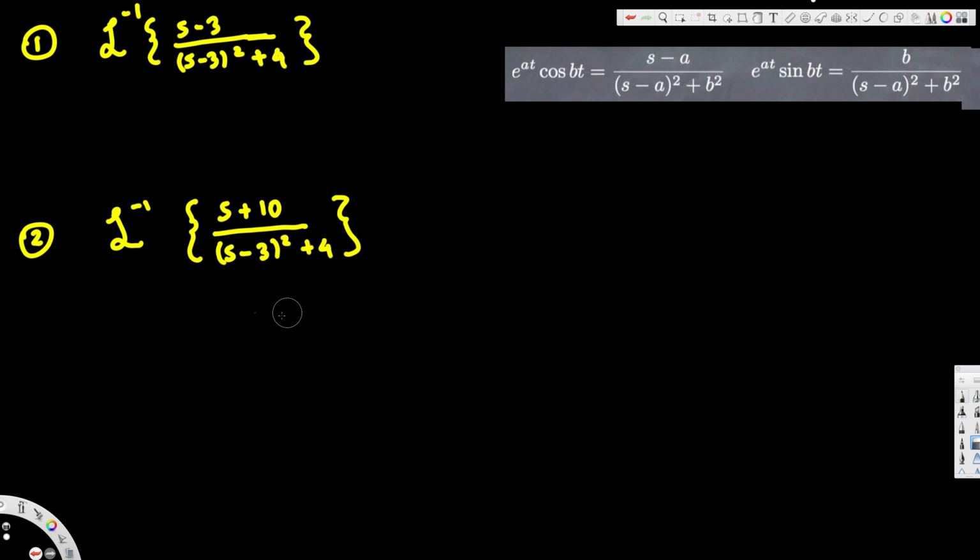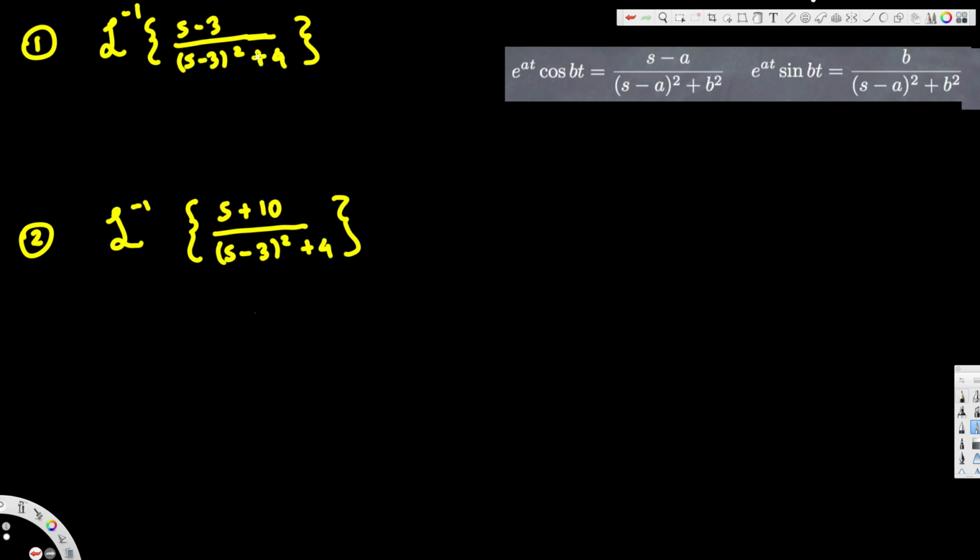Guys, in this video we are going to see some inverse Laplace transforms. Now let's look at the first one. The first one we have is (s − 3) over (s − 3)² + 4, and if you look at this one, this is almost matching e^(at) cos(bt), right? In e^(at) cos(bt) we have to have (s − a) over (s − a)² + b².